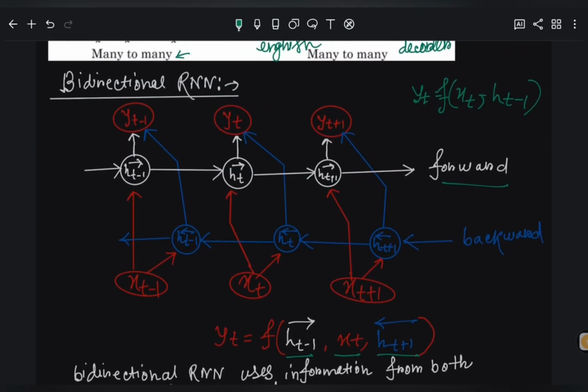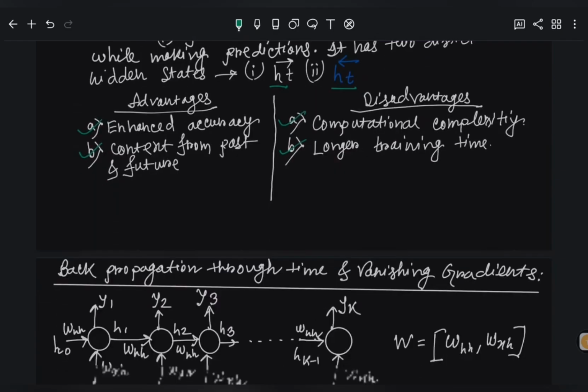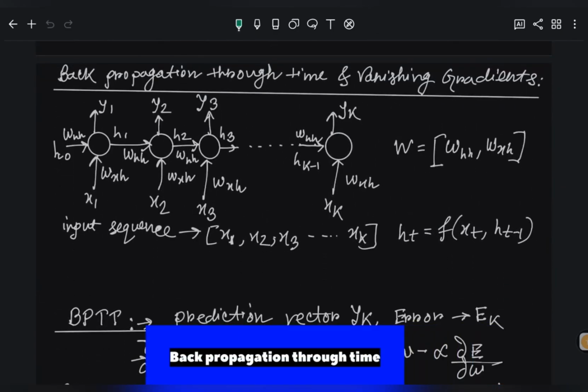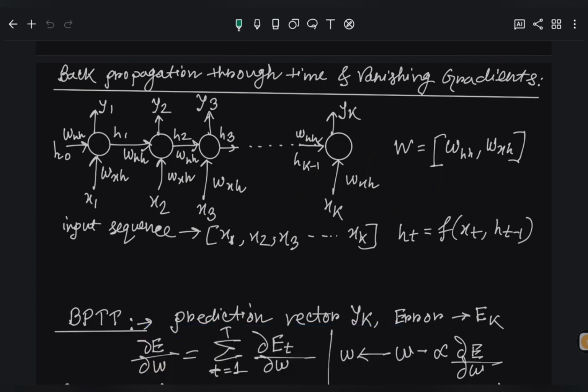Like using bidirectional RNN, you can give forward and backward context to the model, which can generate better outputs. Right now, let's talk about backpropagation through time, which is a very specific concept to RNN, and also the vanishing gradient problem, which is related to RNN.